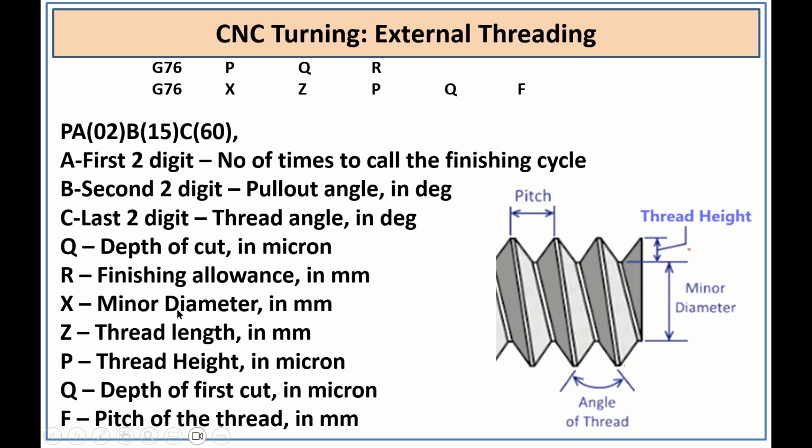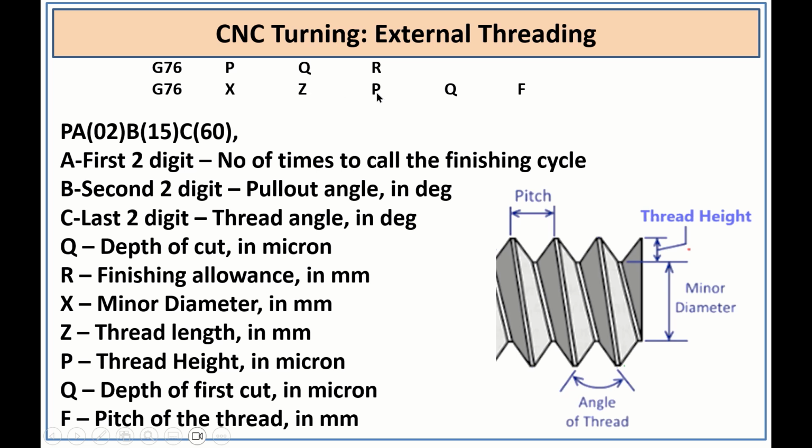And X is the minor diameter. This is the minor diameter of the threads. And then Z is the thread length, that is, up to what depth of Z value this threading operation needs to be performed. That is what we are going to mention here.